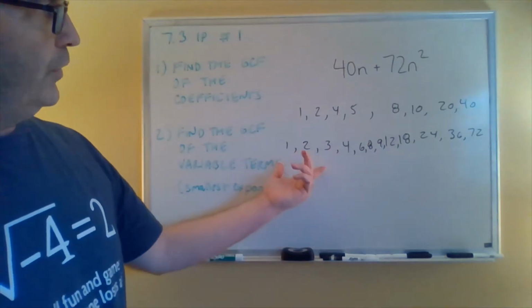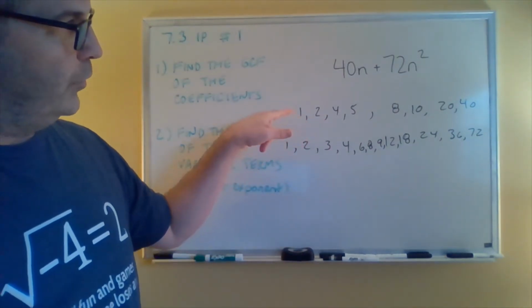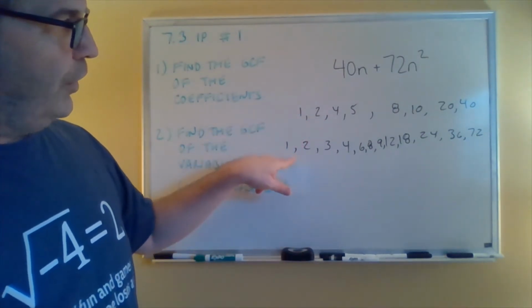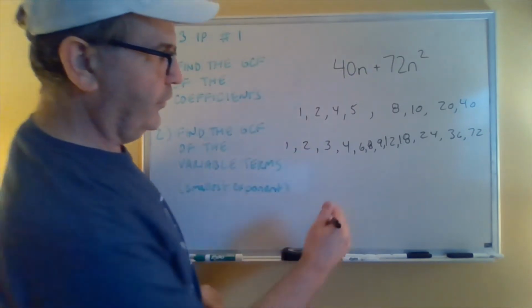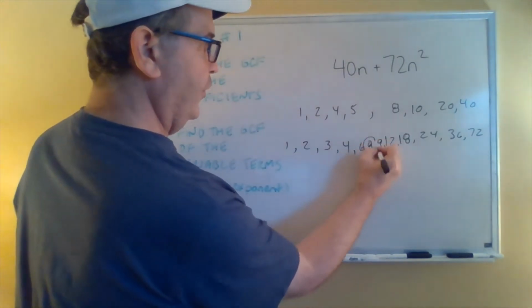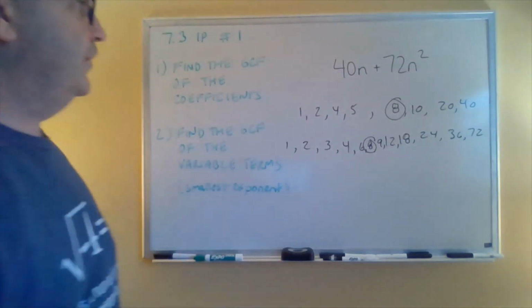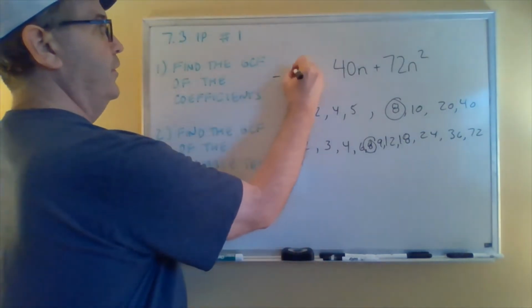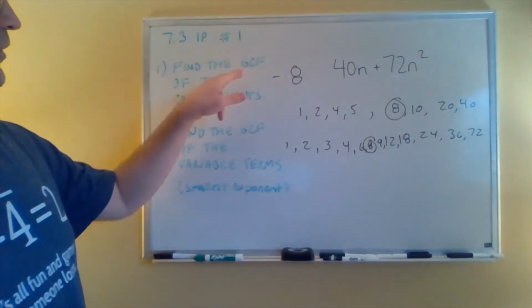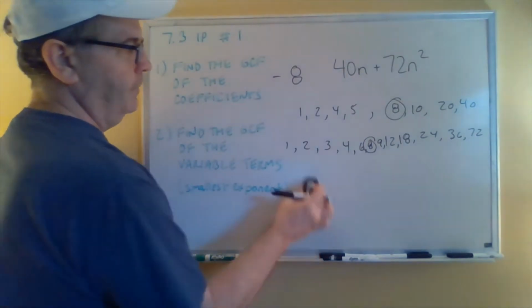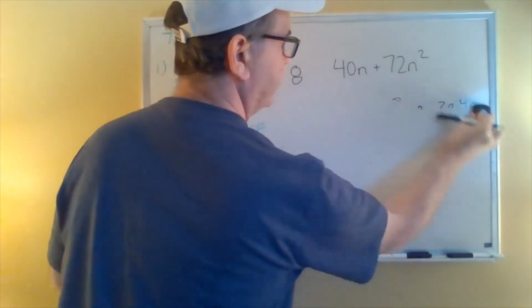So when we're looking for the greatest common factor, we're going to find the largest number on this list that is also on this list. And looking at both of them here, it's going to be the number 8. So we know that the greatest common factor of our two coefficients is 8. I'll erase our factor list here.